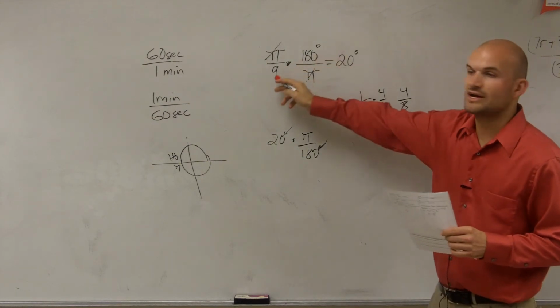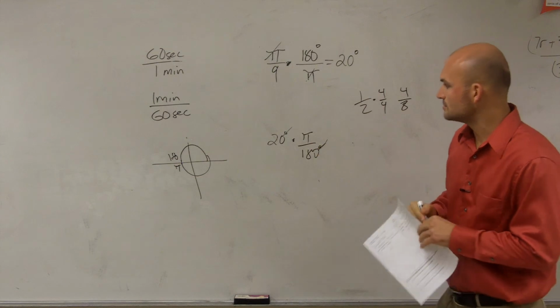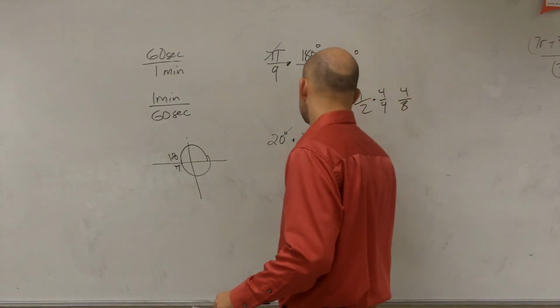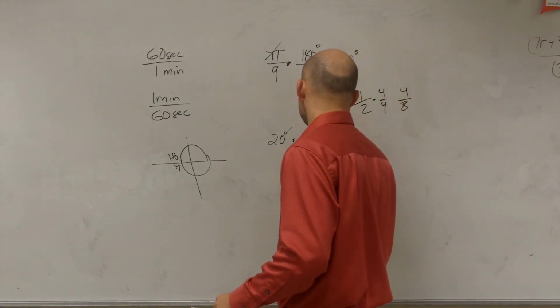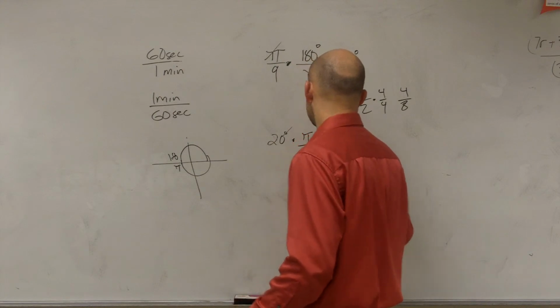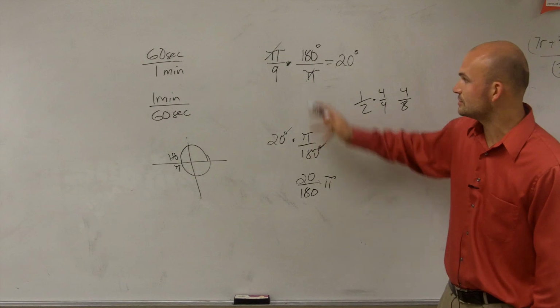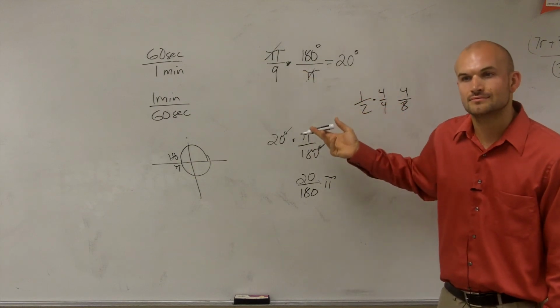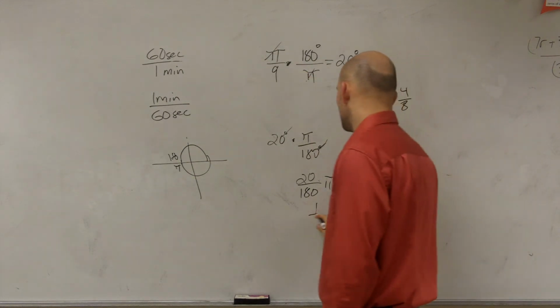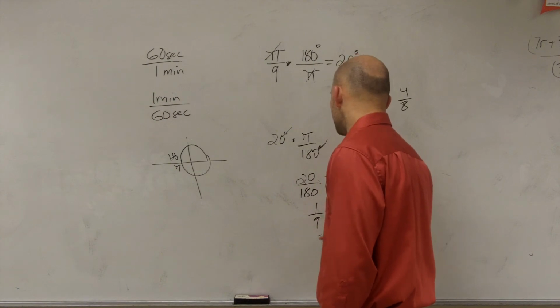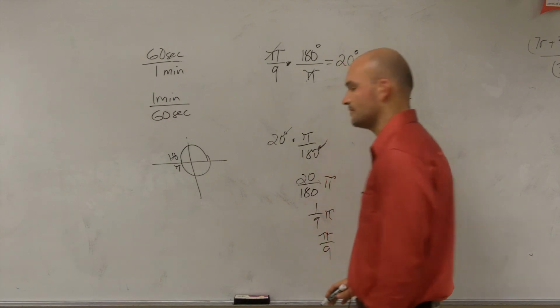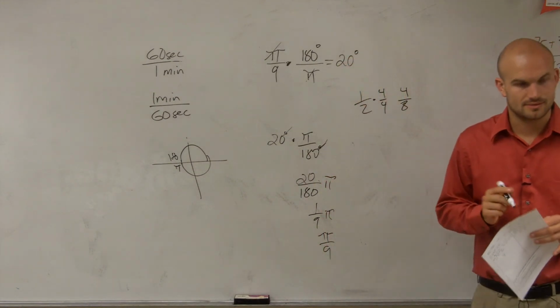I did 180 divided by 9. Oh, so then you'd have 20 divided by 180 pi. And you notice that reduces, as a fraction, to 1 over 9. So it reduces to 1 over 9 pi, which we just write as pi over 9. That's why I got back the same answer. Okay?